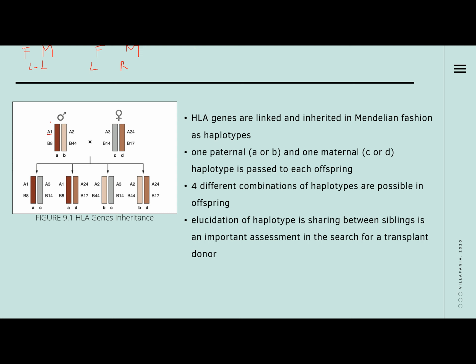Because here, A1, this is found on the left side. Then, the second combination, A24, it's on the right side. So, A1, A24, the left side is B8, and we took the one on the right side here. Then, the third combination would be, this time, the right of the father, and you would get it from the left side of the mother. So, A2, this is the one on the right, A3, that's the one on the left. B44, B14.